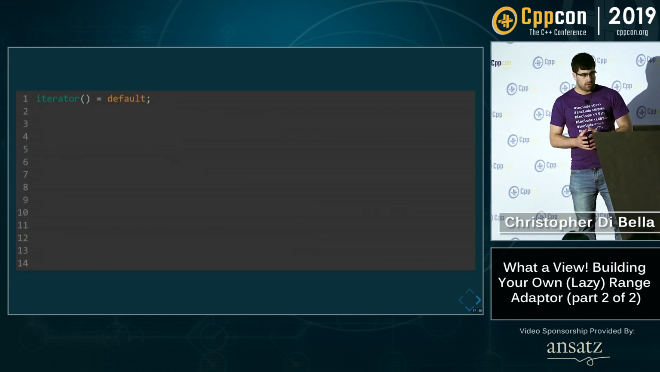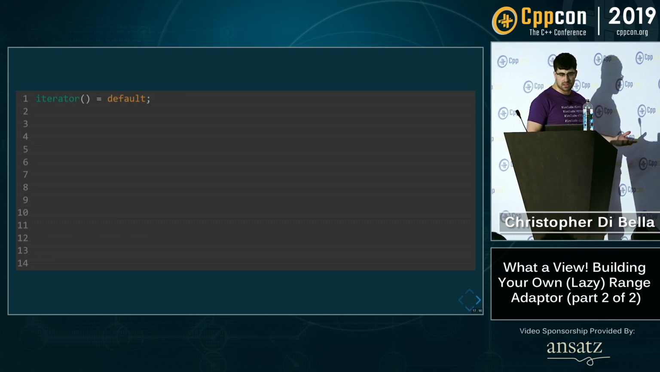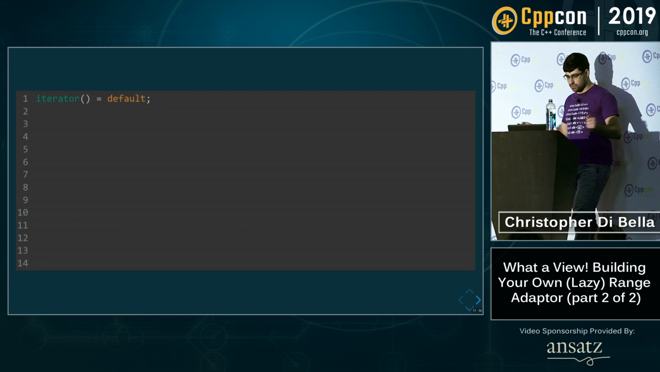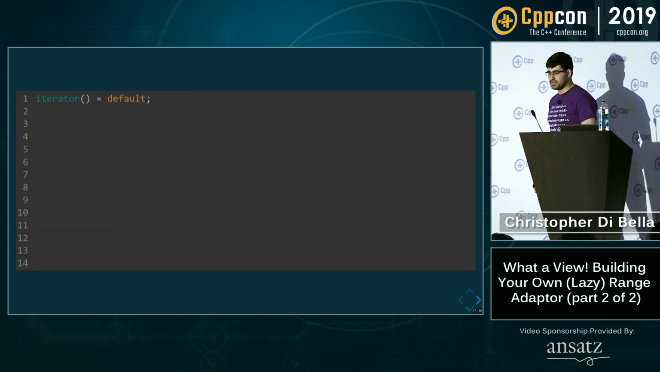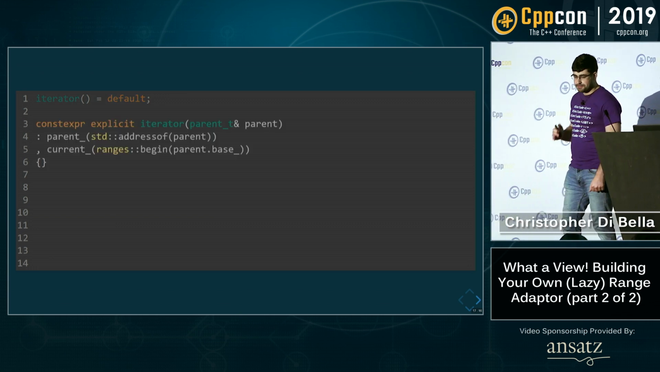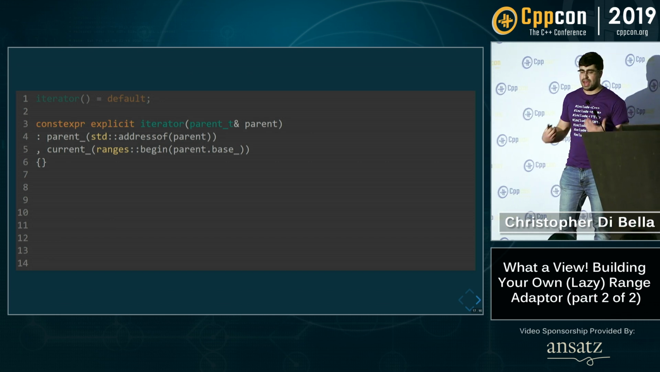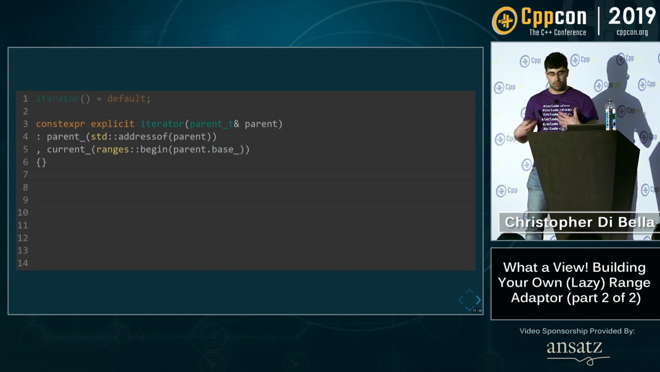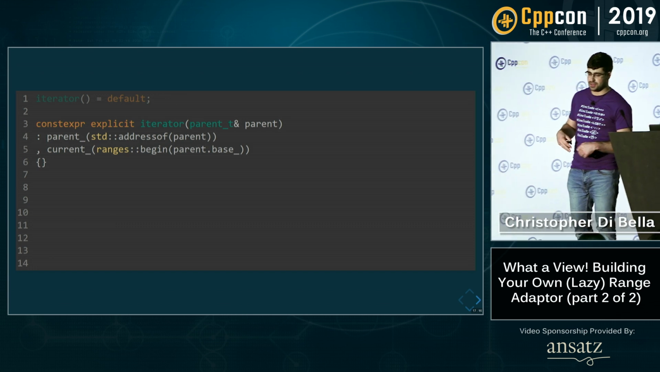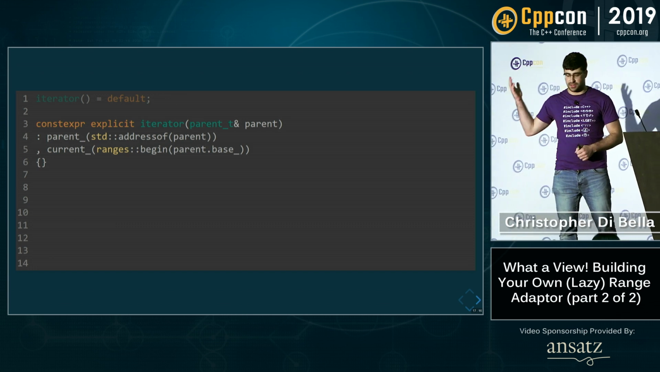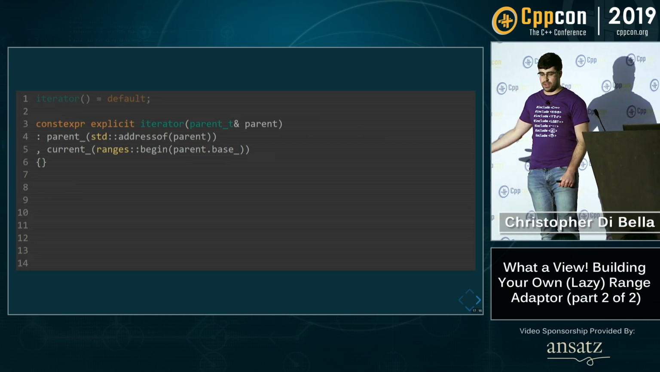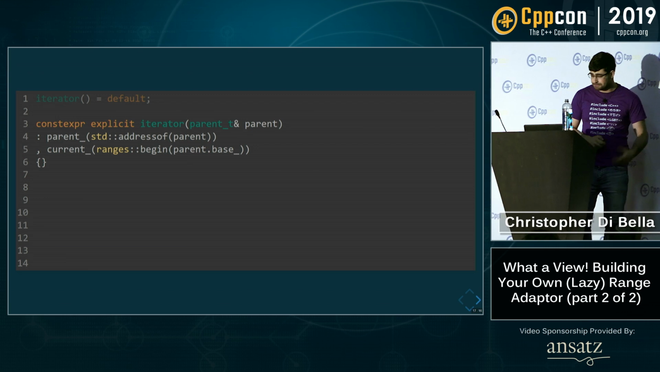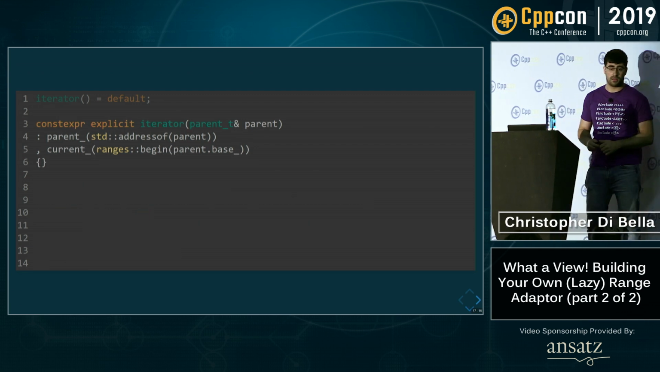All right. So now let's define some of the public member functions. And so what we're going to do here is we, again, need to model the semi-regular concept. So we have a default constructor. That's fairly uninteresting. We have an explicit constructor that gets the details of the parent and puts them into the iterator. What we have here is we take the address of the parent, and then we call begin on the parent base, and we store that. David?